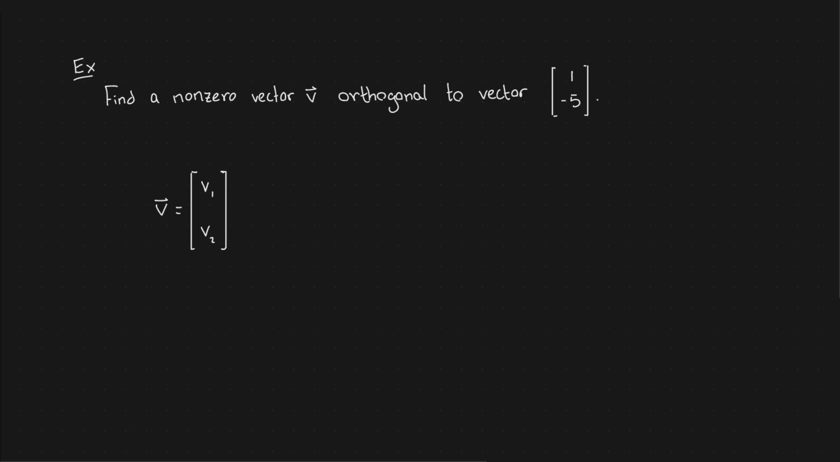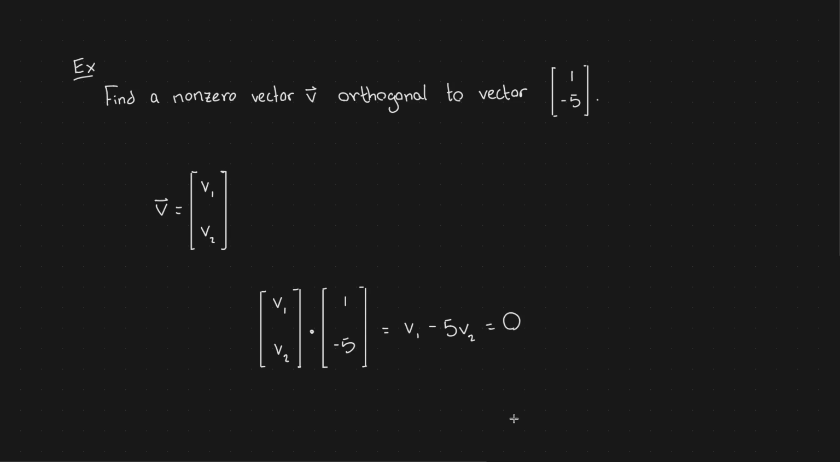Okay? Now, based on what we've just done, we know two vectors will be orthogonal if their dot products are 0. So what I want to do is take the dot product of this mystery vector v with components v1 and v2 with the vector 1, negative 5. So I'm just going to multiply corresponding components. So I get 1 times v1 plus negative 5 times v2, which is negative 5v2. And I want to make sure that is equal to 0.